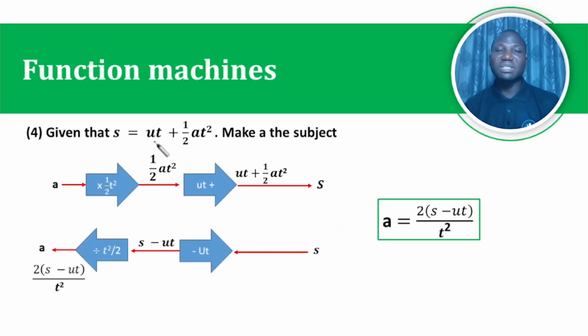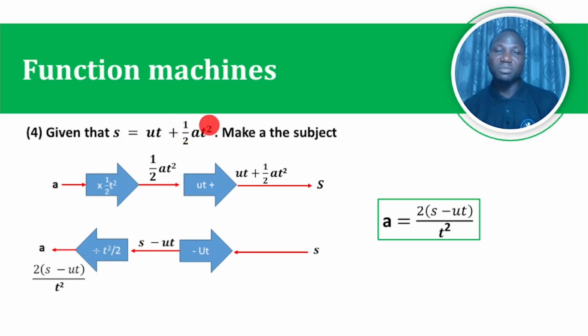Example 4. Given that s is equal to ut plus half at squared, make a the subject of the formula. a will be our input to the first machine. Now, if you observe closely, you can see that the a here has been multiplied by half t squared. So the function of this first machine is to multiply the a by half t squared. So what will come out of this first machine is half at squared, and half at squared now goes into the second machine.